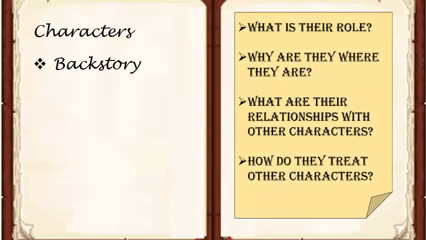You also want to give your characters a bit of a backstory. So you want to think about what is their role? Why are they where they are? What are their relationships with other characters? And how do they treat other characters? You want to give the player some sense of who this person is without giving too much, because you do want to leave a little bit open to interpretation.